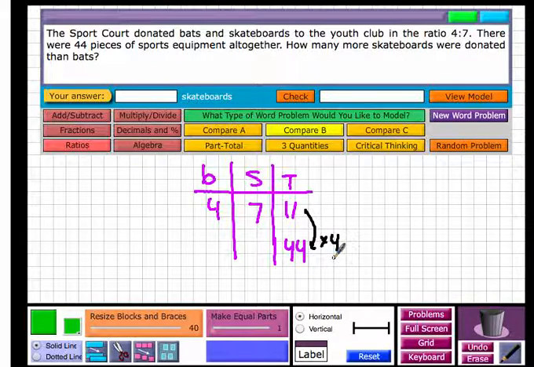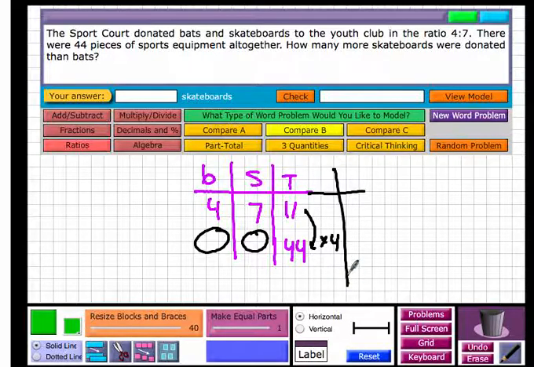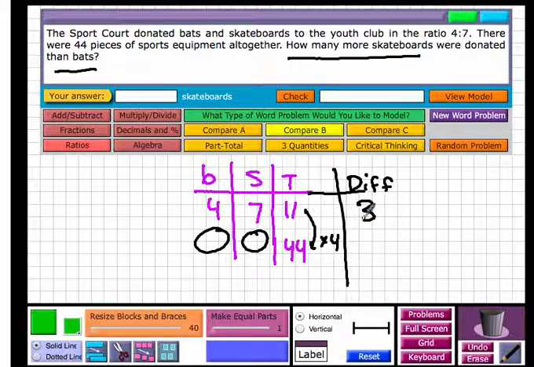But I also realize if I don't want to find this and this, what I could look at is it says how many more skateboards were donated than bats. Compared skateboards to bats, we're looking at difference. Right now the difference is 3. So if I'm multiplying that ratio by 4, the difference is going to be 12. And that's going to be the answer.